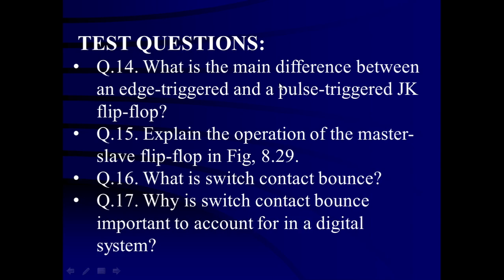while the pulse triggered flip flop is going to respond on the positive level of a clock pulse as well as the negative level of the clock pulse, and that time is going to be larger. So J and K inputs must be kept static at the master when the clock level is high. Explain the operation of master slave flip-flop in figure 8.29, and that we have also discussed in this slide and lecture. What is the switch contact bounce?